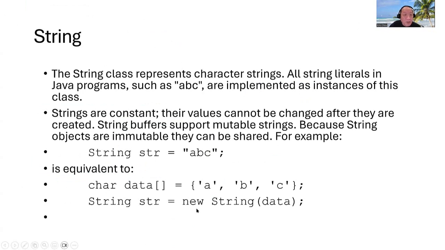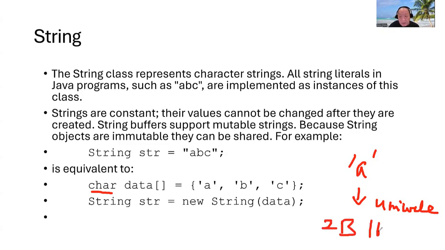First, you need to know about strings. A string is different from a character. A character is a single letter encoded in Unicode, and it is actually 2 bytes, 16 bits. This one is an array of characters: you have A, B, C, 3 characters. But this is not a string.